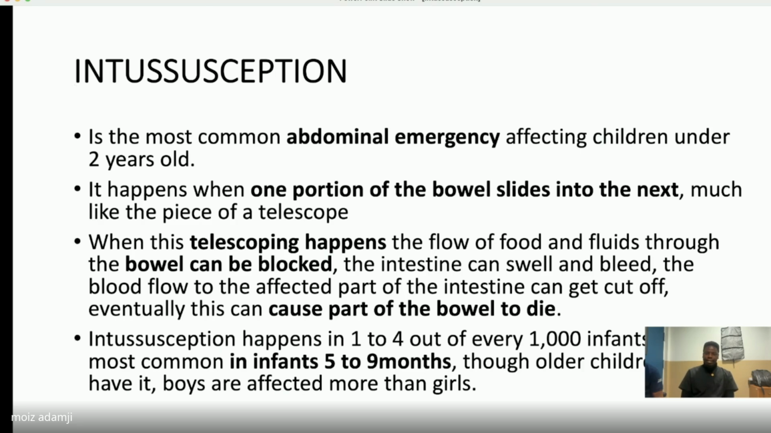So as I said, intussusception is very rare. It may affect 1 to 4 newborns out of every 1,000. And the most common age is 5 to 9 months. However, older kids may be affected, and it's more common in boys.